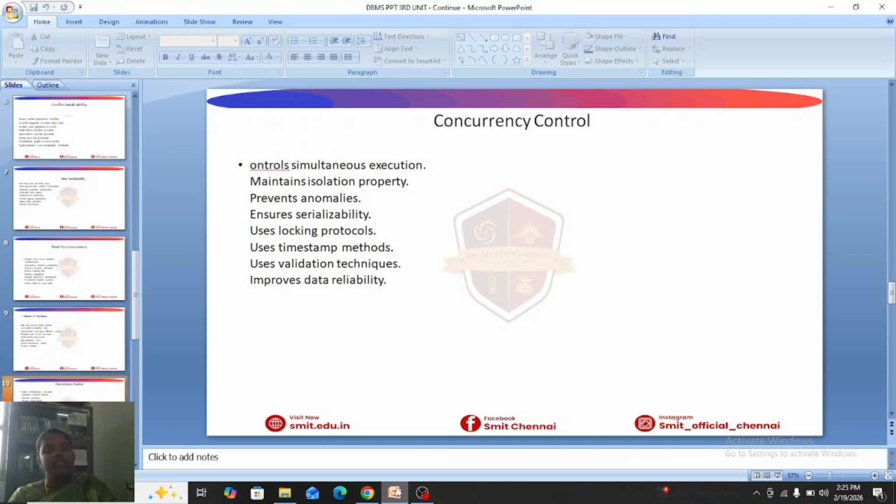Moving on to concurrency control. It controls simultaneous execution, maintains isolation property, prevents anomalies, ensures serializability, uses locking protocol, uses timestamp method, uses validation technique, improves data reliability.